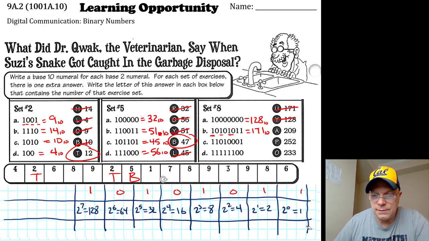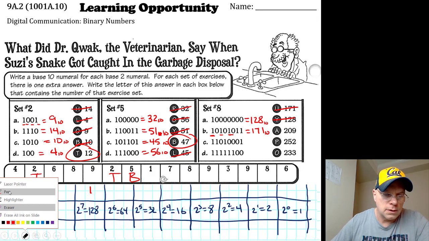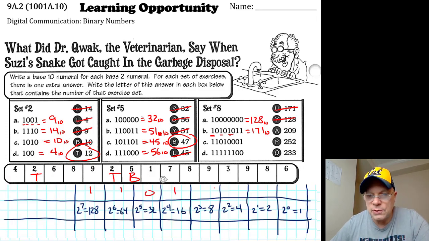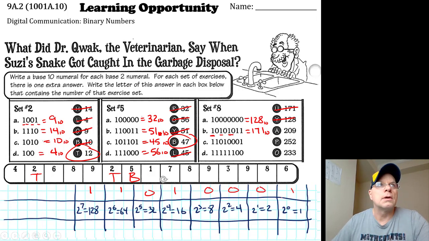Next we have, I could have been doing this so much easier this whole time, 1101, 1101, 0001. I just had a brilliant idea.